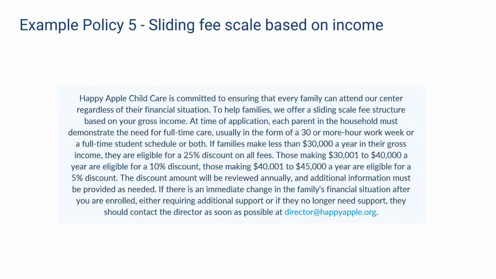So this is a sliding scale fee based on gross income, and this is similar to the one where you are using the federal poverty guidelines, but you've set your own kind of income levels and corresponding discounts. As the income increases, the discount offered decreases, along with that process on how to apply and requirements that you've put in place for a family to be eligible for that.